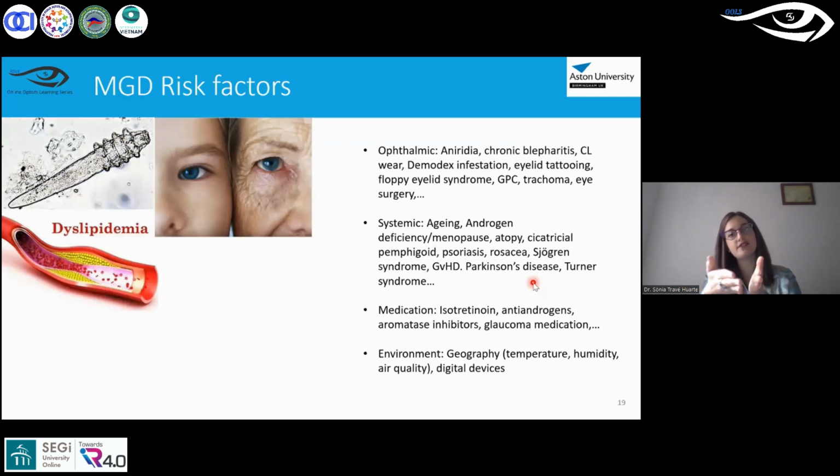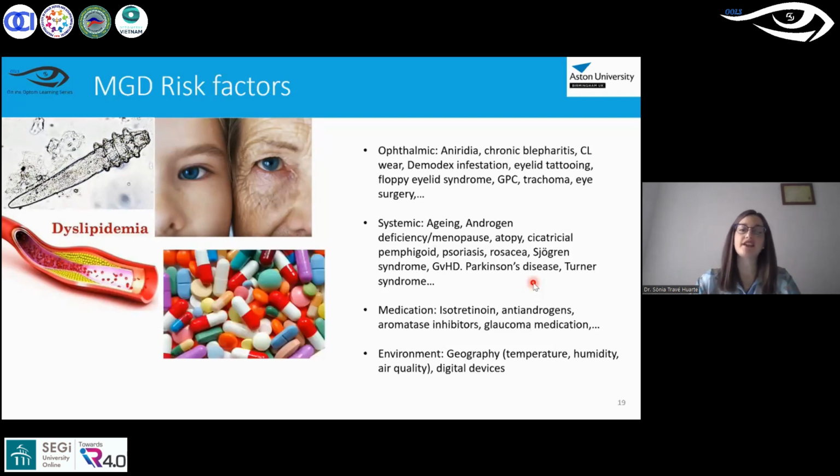If the lid is facing too much outwards or inwards, like ectropion or entropion, the openings of those glands and the oils will not be released at the right layer of the tear film. Eye surgery, contact lens wear, there's a couple of things that could increase the risk factor to develop MGD. In terms of systemic factors, we've already said that aging and certain hormonal deficiencies could also play a big role. And in terms of medications, we know that there are medications such as those for glaucoma, skin disease or acne that could also trigger meibomian gland dysfunction.